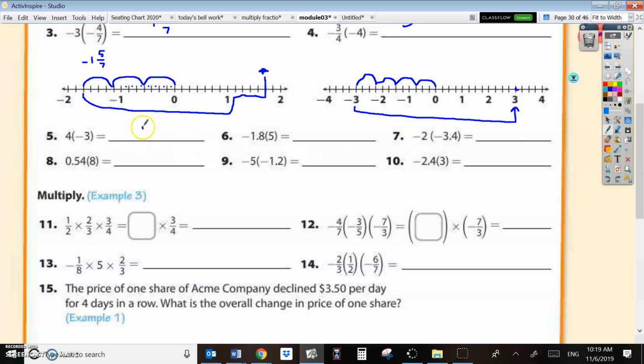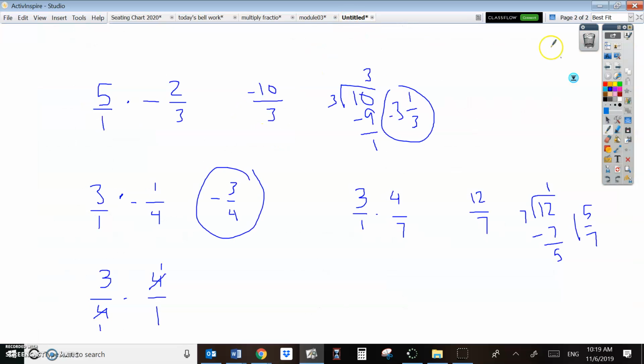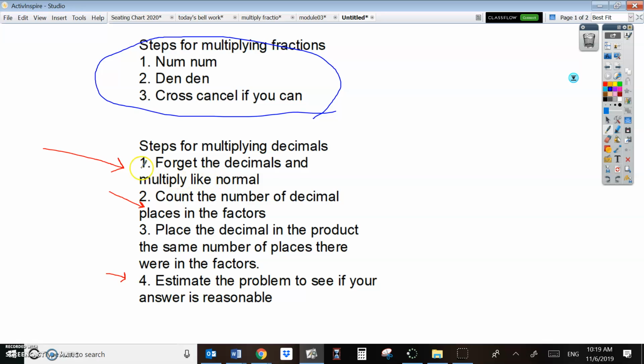4 times 3 is 12. Positive times a negative is a negative. 1.8 times 5. So we're going to forget the decimal and multiply like normal. 1.8 times 5 gives us 0, 4, 5, 9. And then count the number of decimal places. There's 1 decimal place there. So there needs to be 1 decimal place here.